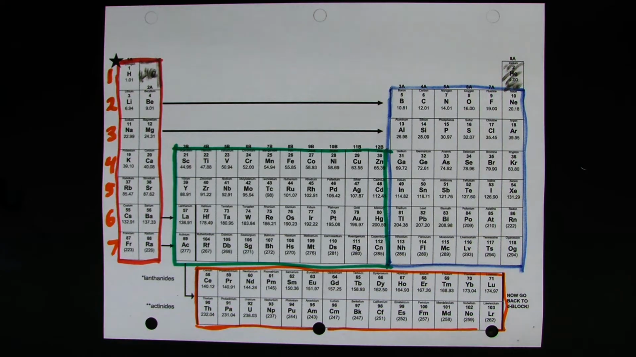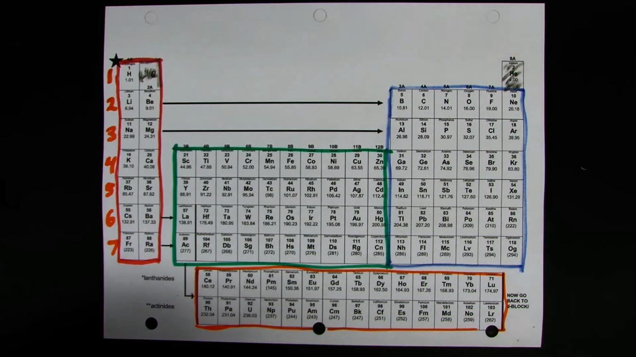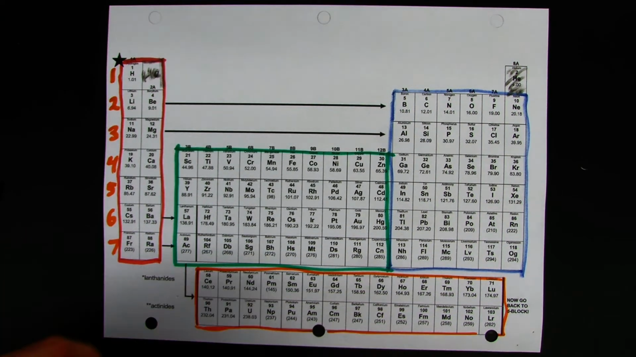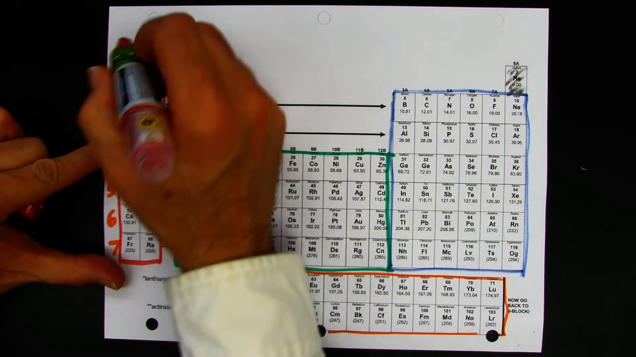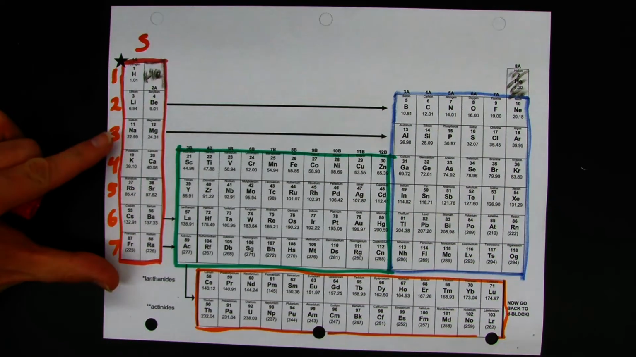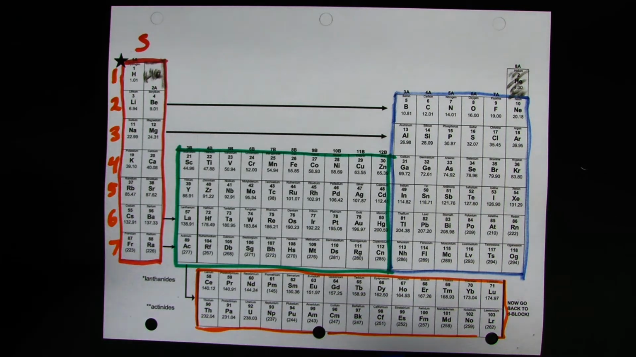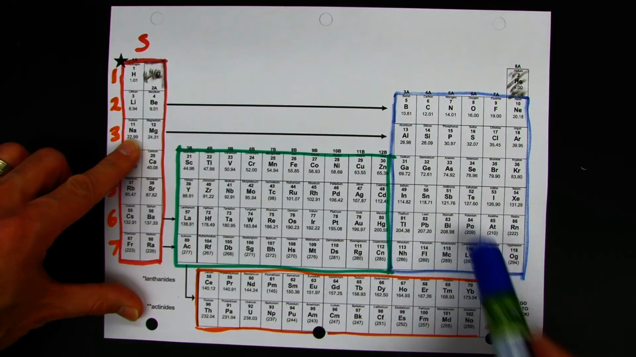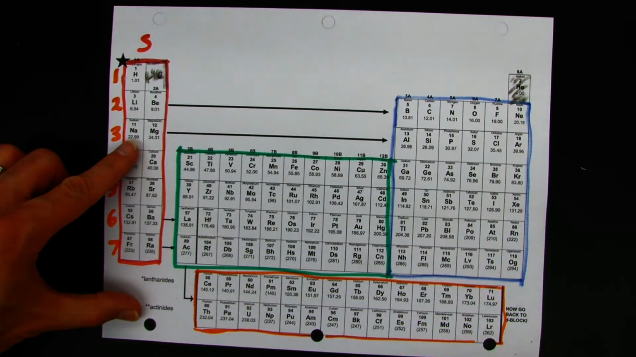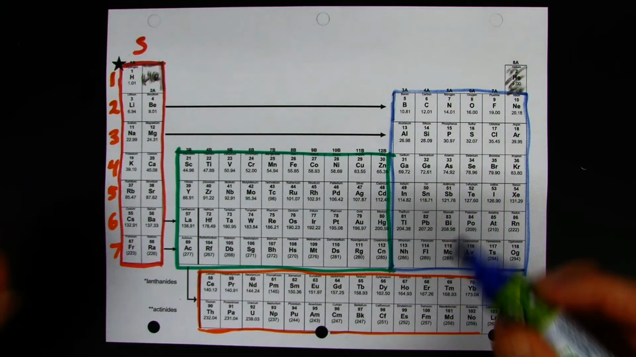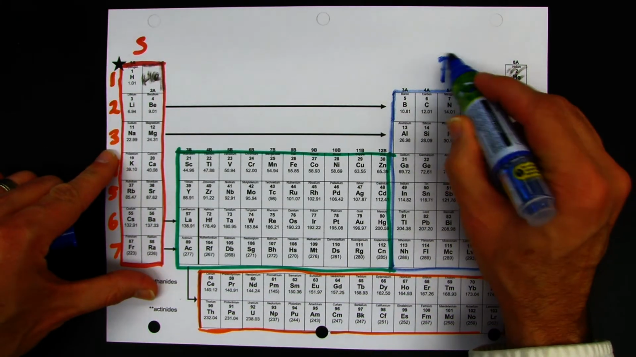So what we're going to do now is label the blocks. Since the S sublevel has 2 electrons max and this is 2 wide, we're going to call that, or they call that, I didn't come up with this, the S block. Next, since this block here is 6 wide and the P sublevel has a maximum of 6 electrons, we're going to call this the P block.